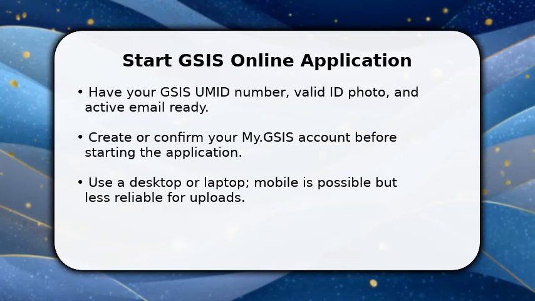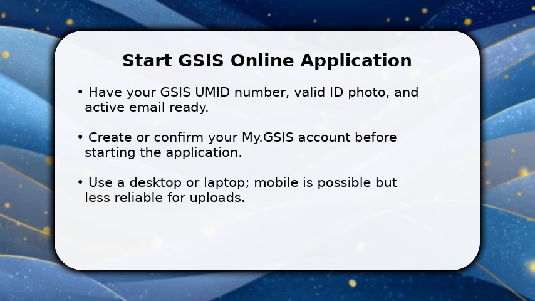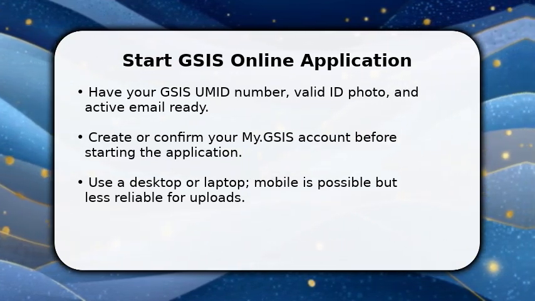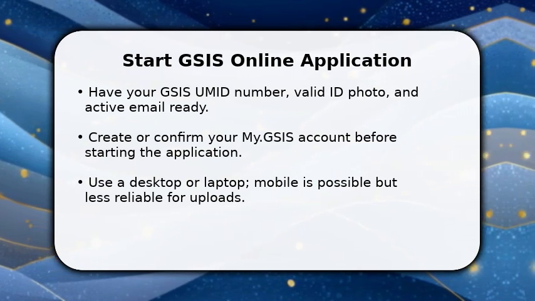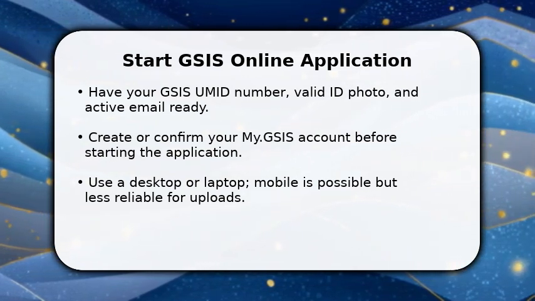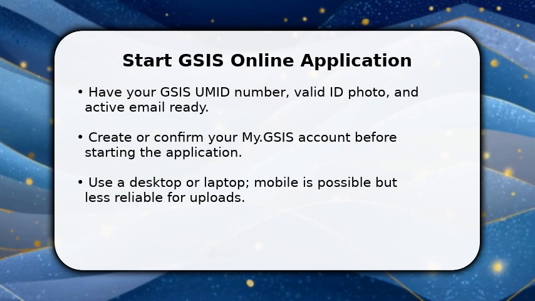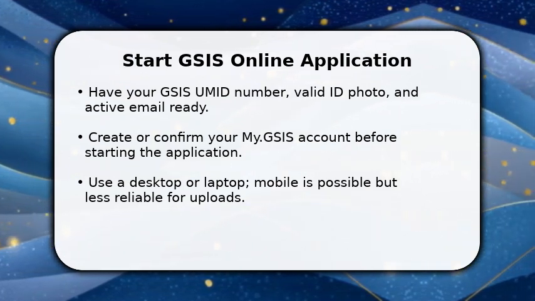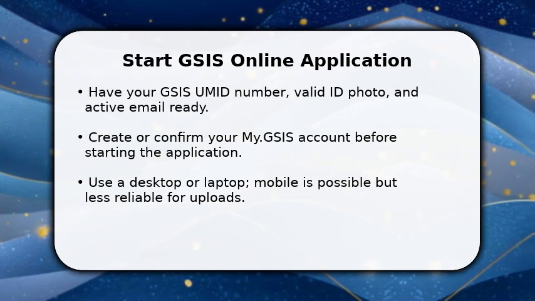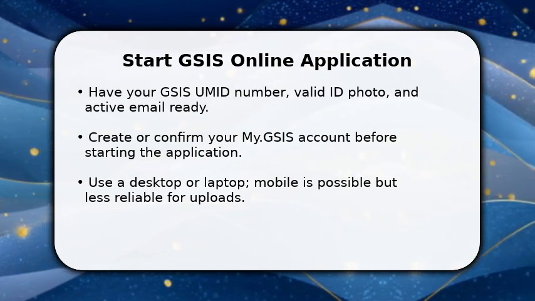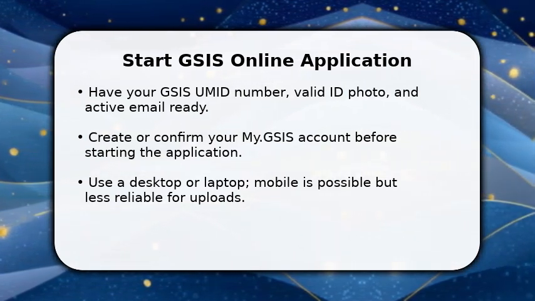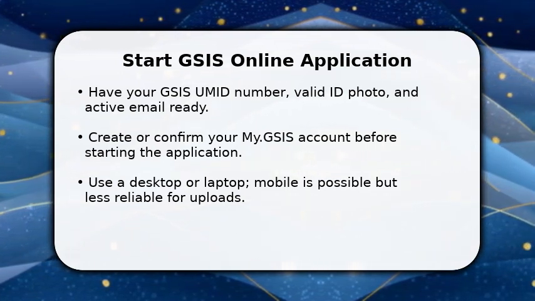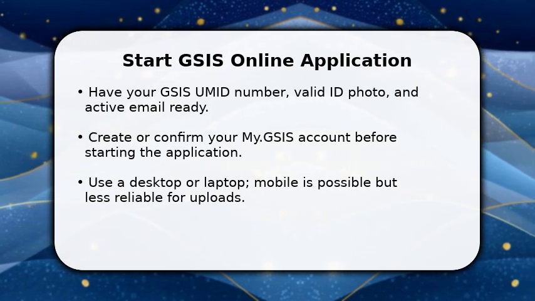You begin by opening the GSIS portal and signing in or registering with a valid email. Enter your UMID or GSIS number exactly as shown on your card. This links your records. Once done, set a strong password and verify your email to unlock application functions. Make sure your ID photo and scan documents meet size and format rules so you don't get interrupted later. This initial setup reduces errors and lets you proceed straight into the application form.